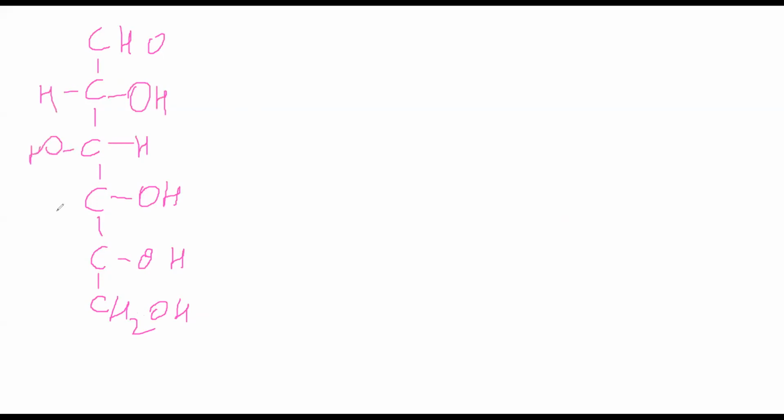Okay, let me draw glucose itself first so that you don't have any doubt. CH2OH, OH, OH, H, OH, H, OH, H, H. This is D-glucose that we discussed in the last class, right? This is a pretty simple structure.